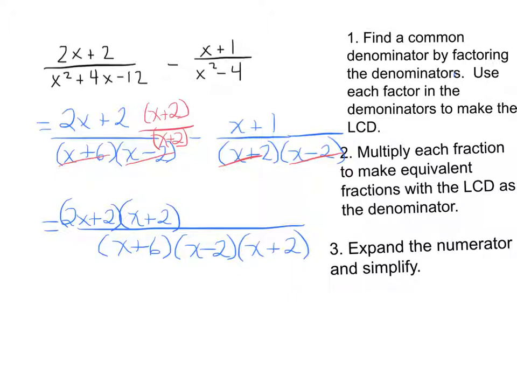What does the second fraction have to multiply by? X plus 6. Because it's already x plus 2 times x minus 2. We need to change it to x plus 2 times x minus 2 times x plus 6. So this one's going to multiply by x plus 6 and x plus 6. So this becomes minus x plus 1 times x plus 6.